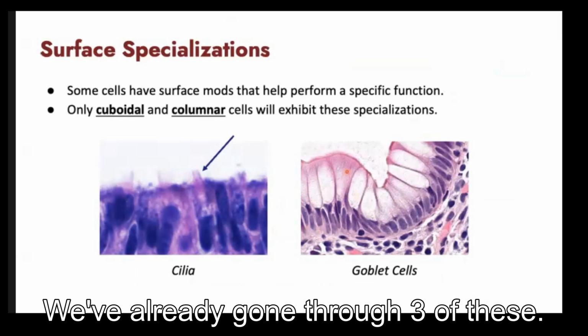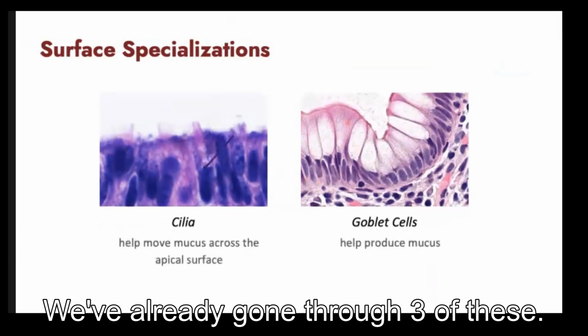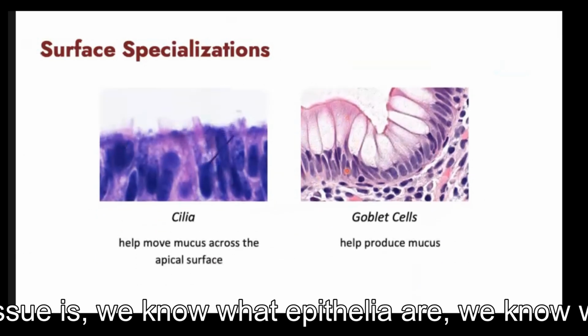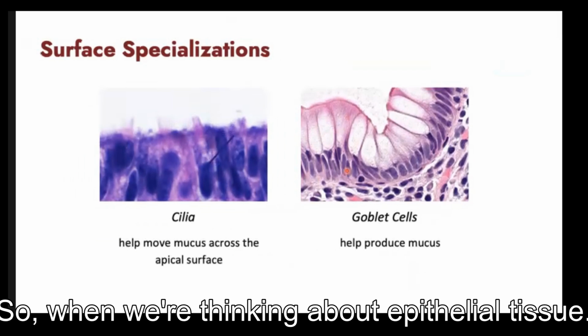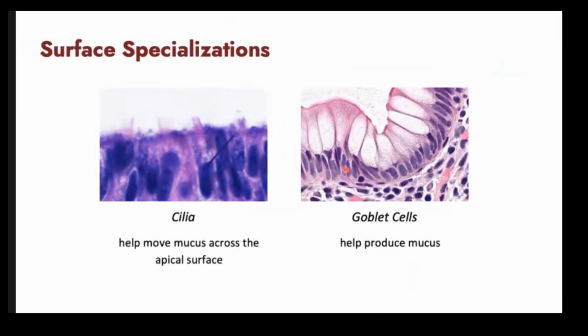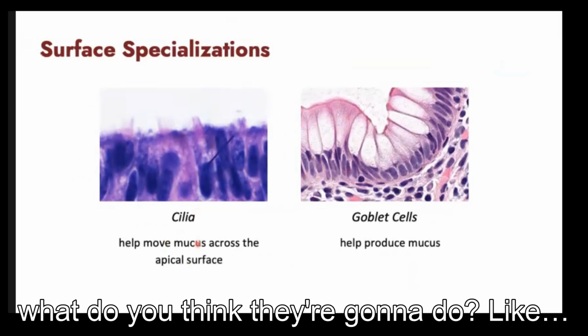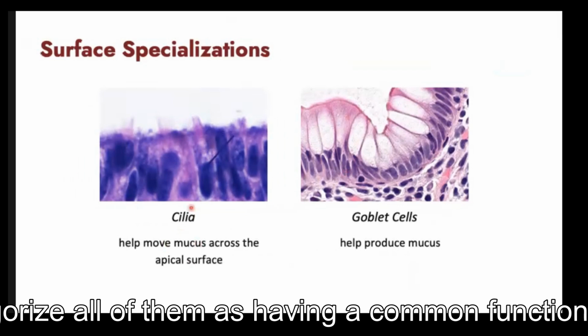So goblet cells are these unicellular glands that are going to be making mucus. Well, actually, they don't make mucus. What do they make? Mucin. And when mucin touches water, it gets sticky. Yay. Cilia are kind of like these hair-like projections on the apical surface, and they're going to be beating in one direction, away from the lungs.